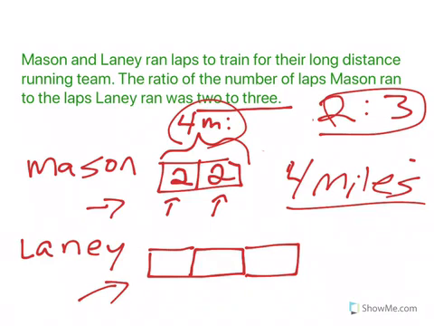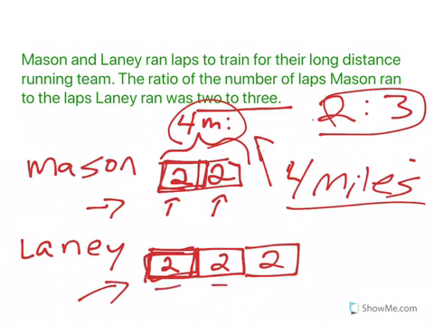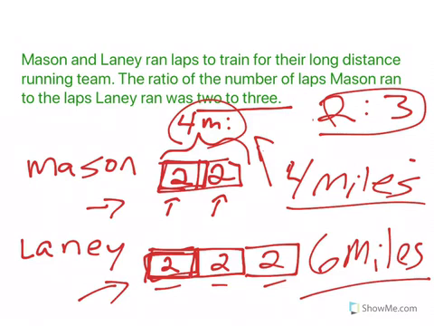Down here, we can look at Laney, and since his tape diagram sections are the same size as Mason's, we know that each of his sections is also 2 miles. So if we know that Mason ran 4 miles, and the question is how far did Laney run? We can say 2, 4, 6, and we know that in this case, Laney ran 6 miles.